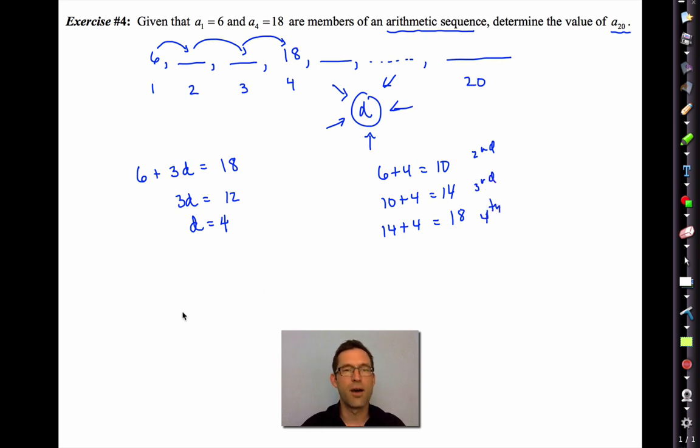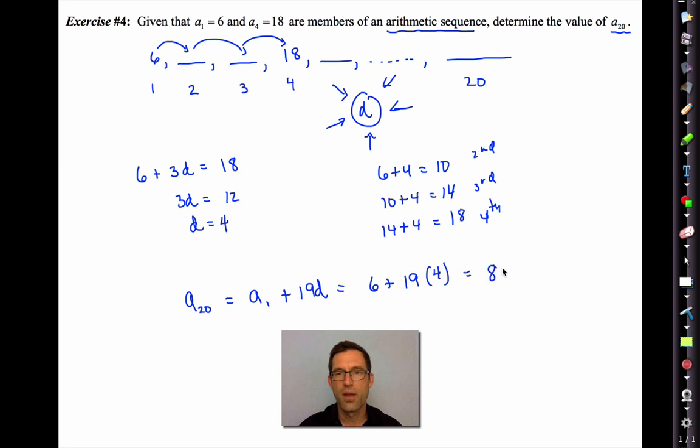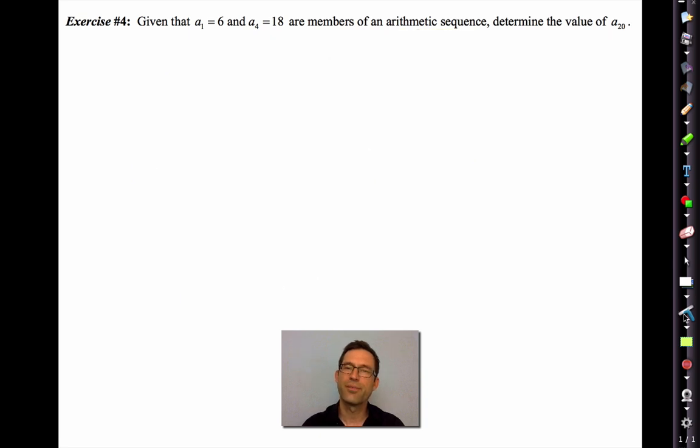But that's all we need now, because A20 is going to be A1 plus 19 of those d's, A1 being 6, d being 4. We can work all that out, and we find that our 20th term is 82. All right. Pause the video, take a look at what we have, and write down anything you need to. All right, let's clear it out.